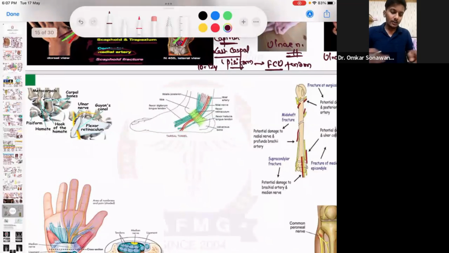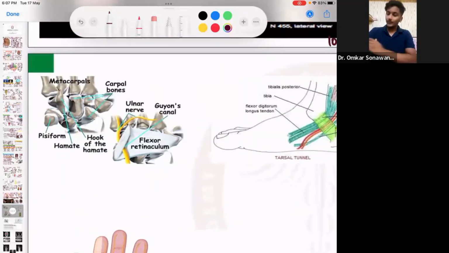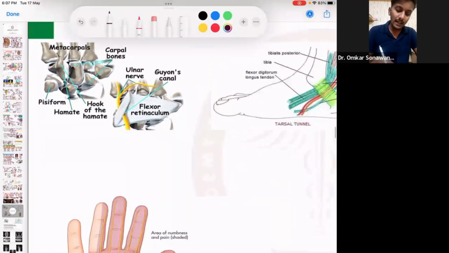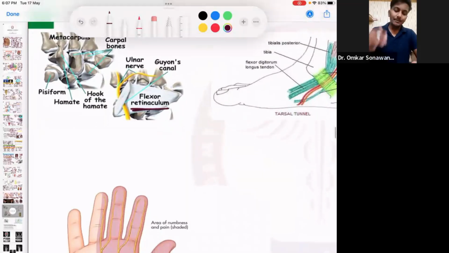Moving further. Now talking about this one. Here you can see a tendon sheath which usually extends from the medial to the lateral side. This is known as the flexor retinaculum. And beneath the flexor retinaculum, the space which is present, what is it known as? Nice. Very good. It is known as the carpal tunnel. The space beneath the flexor retinaculum is known as the carpal tunnel.